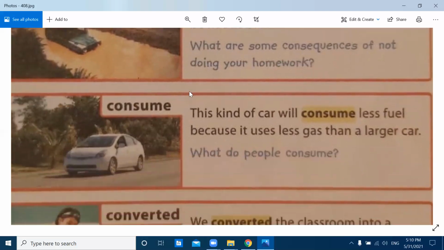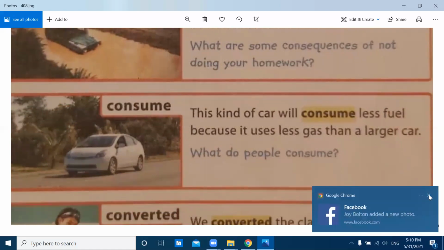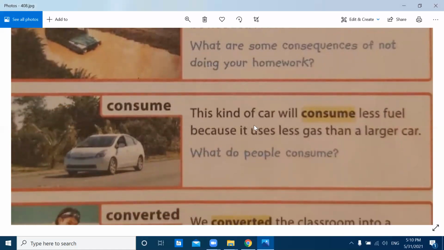Next, we have the word consume. When you consume something, it means that you use something. Here it says this kind of car will consume less fuel because it uses less gas than a larger car. Consume means the same as use, okay? You can consume goods, you can consume merchandise, you can consume fruits and vegetables, you can consume water, you can consume electricity. Anything that you use, you consume. You are a consumer, someone who consumes.